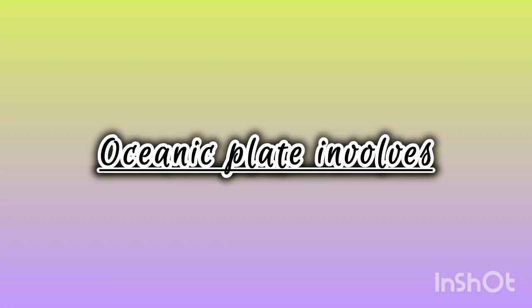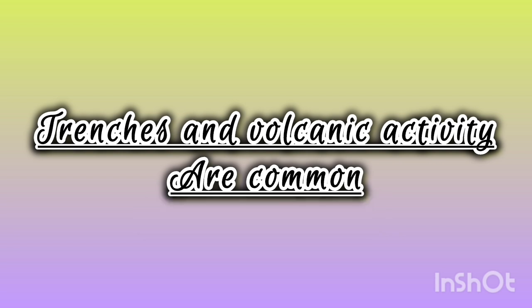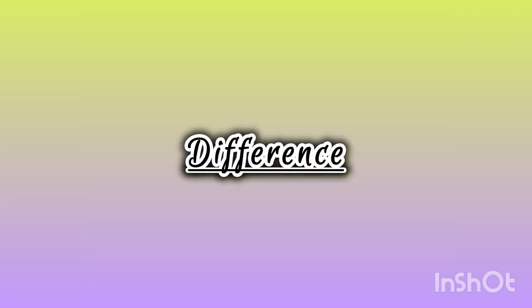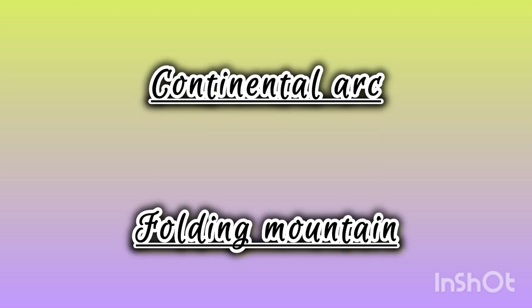Whenever an oceanic plate is involved in a convergent plate boundary, the formation of trenches at the subduction zone and the triggering of many geological processes like volcanic activities and earthquakes are common. We find that despite the similarities with the oceanic convergence, there are slight differences, like the formation of the continental arc or a folding mountain at the plate boundary.